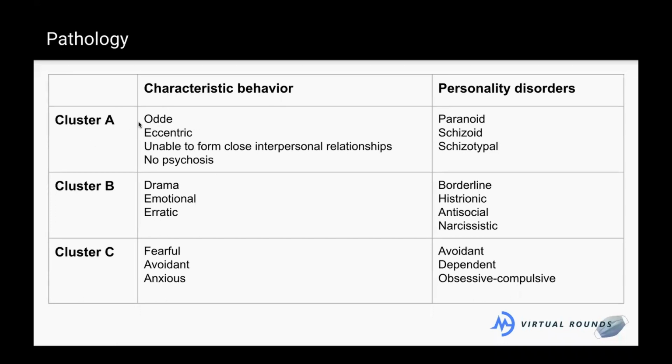So typically the cluster A's we characterize as kind of like your eccentric neighbor or like your weird wine aunt who wears really eccentric clothes. These patients will classically kind of just be kind of odd to be around, not quite right. And so then the main ones that are going to be here are paranoid, schizoid, and schizotypal.